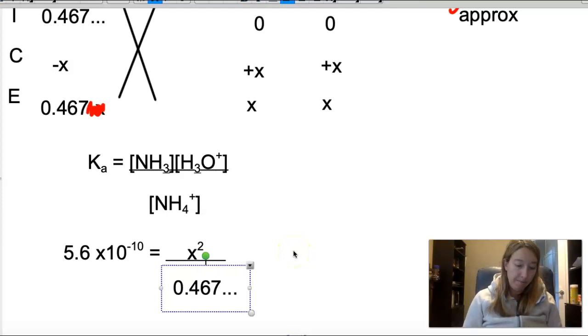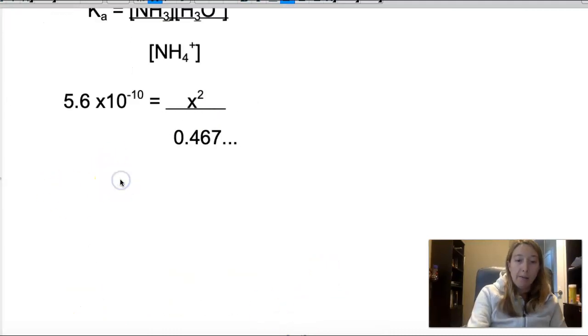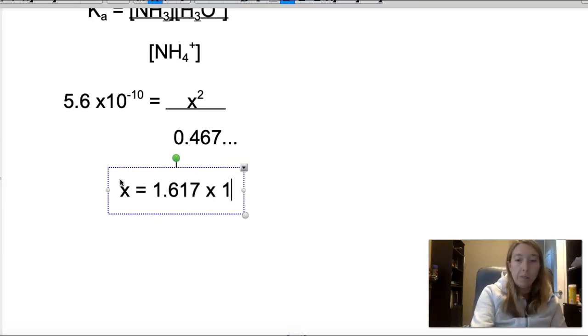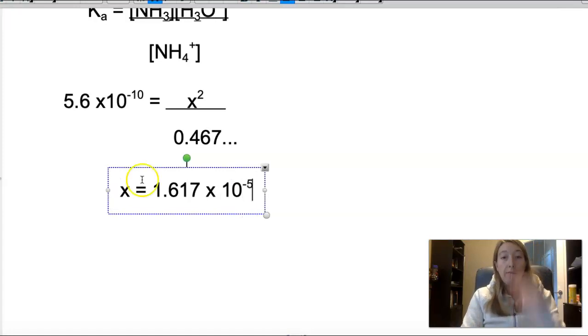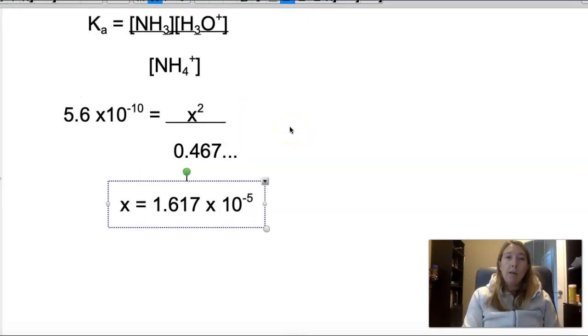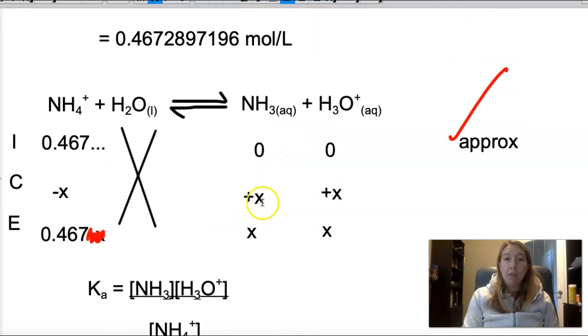So 5.6 times 10 to the negative 10 times that entire number that we got, so our answer. We're going to figure out what that is, and then we're going to take the square root, and we're coming up with, sorry, I'm trying to extend the page. There we go. That x is equal to 1.617 times 10 to the negative 5. Okay, so that is representing x, which is giving me the concentration of the hydronium ion.